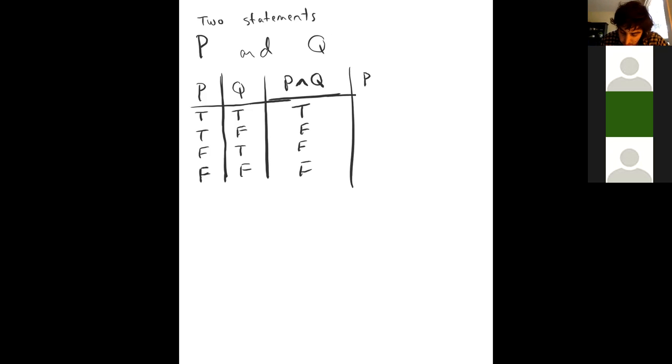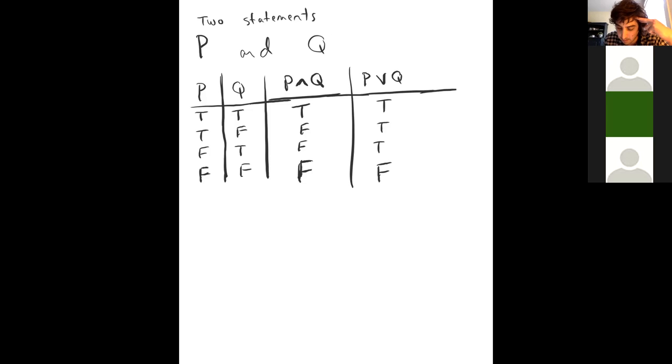What about P or Q? One has to be true. Exactly. Can both be true as well? Yeah, they can both be true. If you have two statements and they're both true, then if you just put an OR between them, it's still going to be true. Does that make sense? Yeah. Those are the main ones.